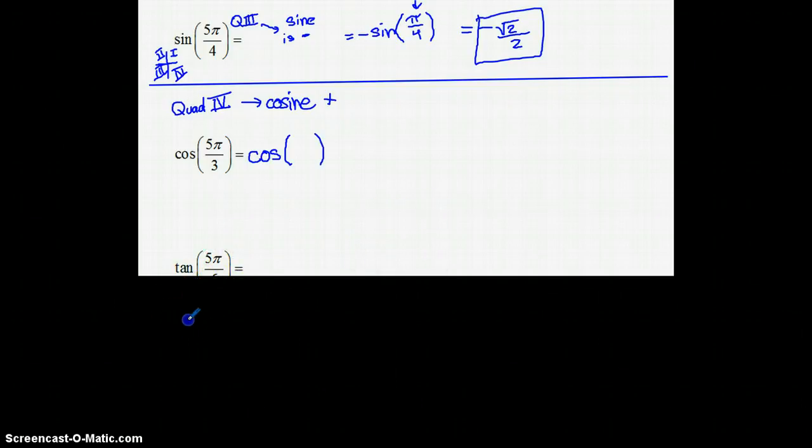And reference angle in quadrant 4, well, the reference angle, remember, is 2 pi minus 5 pi over 3. So it's 6 pi over 3 minus 5 pi over 3. And that's going to be pi over 3. Cosine pi over 3 is, that's right, 1/2.